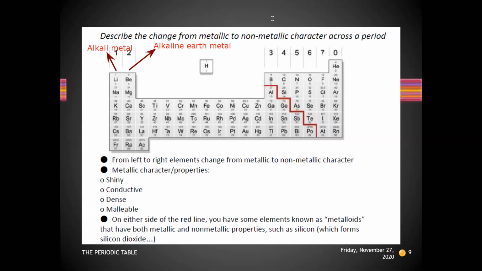Same thing, group 7 are known as the halogen family, or halogens. The term halogen means salt former. They tend to form a salt when they react with a metal. That's why we call them halogens. Like sodium fluoride, sodium chloride, potassium bromide, lead iodide. These are all salts. That's why we call them salt formers.